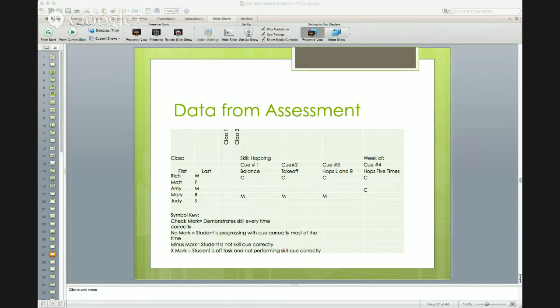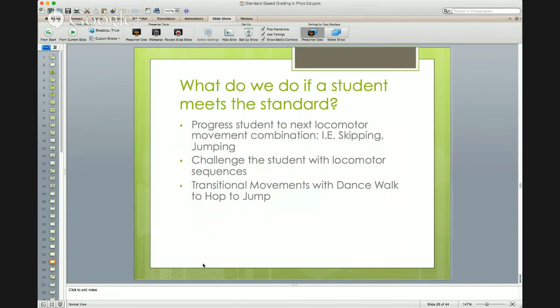And then if you look at Mary, she was missing some of the skill cues. What could we do to help Mary out in what she's doing? So it's important to kind of understand what you should do with your data. So for your students that have a stronger need, if your students do master that skill early on during the year, and you're using standard-based grading, progress the student to the next locomotor skill combination. Combine that walk with a hop, and then create it into a skip. Okay, add some jumps into there.